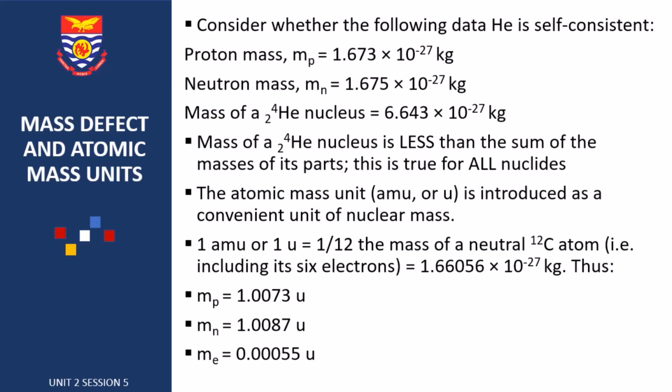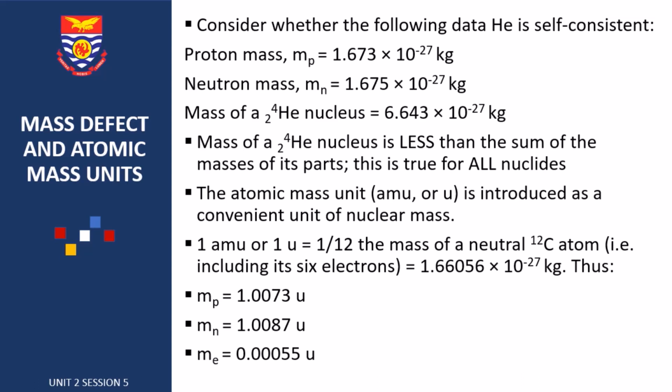We shall be looking at mass defect and the atomic mass unit. The mass of every nucleus is less than the sum of the masses of its parts. When you have a particular nucleus and you put the masses of its parts together, the protons and neutrons present in that nucleus, the sum of these two masses is always bigger than the mass of the nucleus itself.